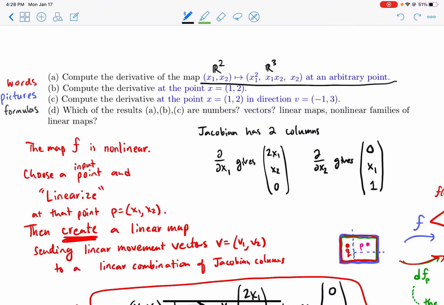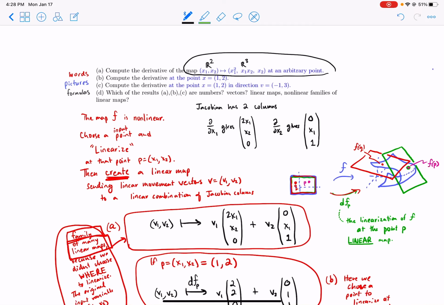Compute the derivative at an arbitrary point. Yes, right here. And then I've also stated that this is really a family of many linear maps, just waiting to become a linear map when we plug in for the x's. Then we get just a linear combination. The v's go to a linear combination. That's a linear map.